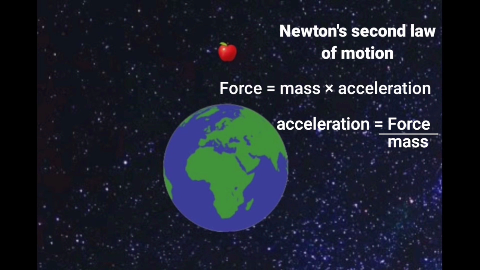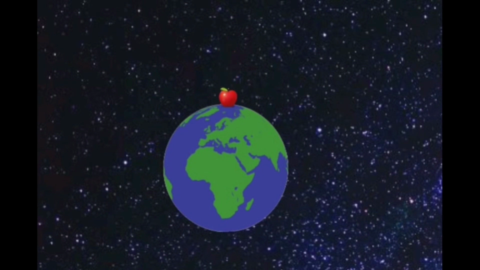The average mass of an apple is around 100 grams, that is 0.1 kg, while the mass of the earth is 6 into 10 raised to 24 kg, that's 24 zeros after 6. As the mass of the earth is very large, hence its acceleration is negligible. Hence, it is the apple that is accelerated towards the earth and not the earth towards the apple.